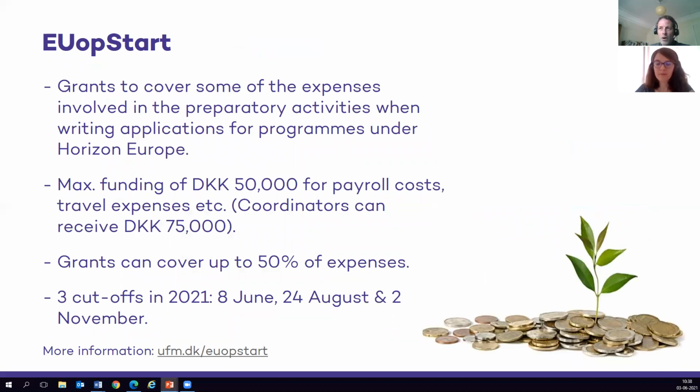The first one is the EU Upstart Scheme that allows Danish applicants to apply for a sum of money to cover the expenses involved in preparatory activities of writing an application under Horizon Europe. So you get more money if you're planning to be a coordinator for a proposal. The next deadline for applying is on the 8th of June, which is next week, I believe. So this is very soon.